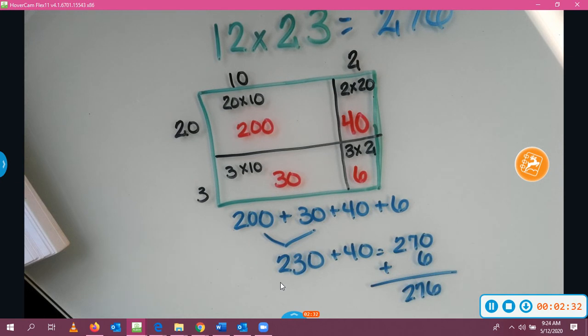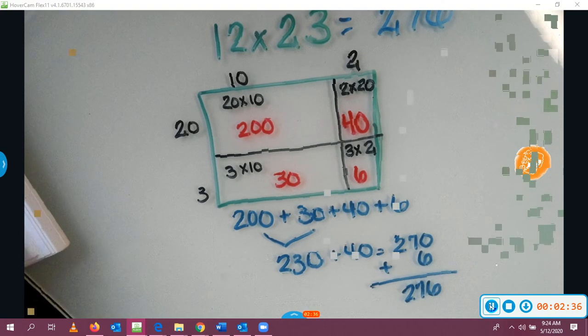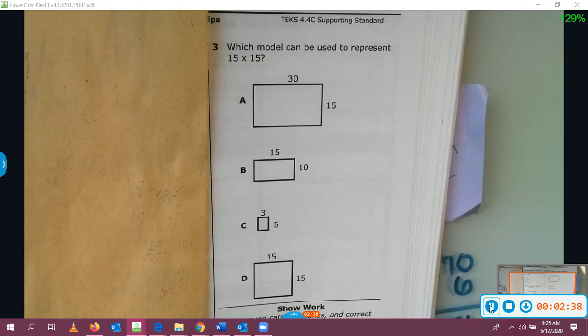All right, let's move on. Okay, for this example, which model can be used to represent 15 times 15? So sometimes it's not going to ask you to give the product. Sometimes it's going to ask you to show the picture that goes with the problem. And you have to be able to do that. That's the representation of the problem. Okay? And that is a very great skill to have. So let's look at this.